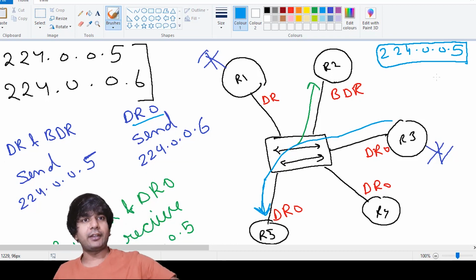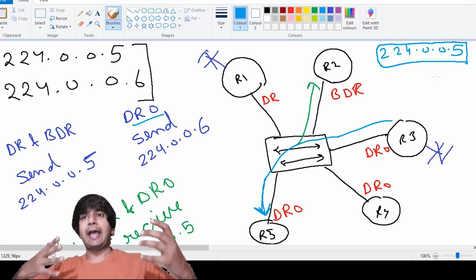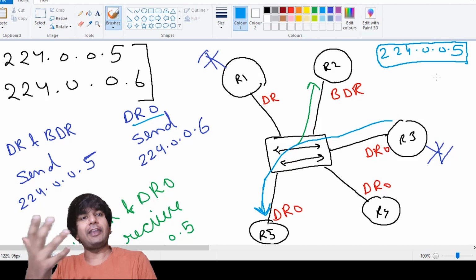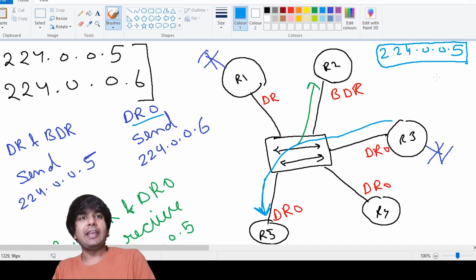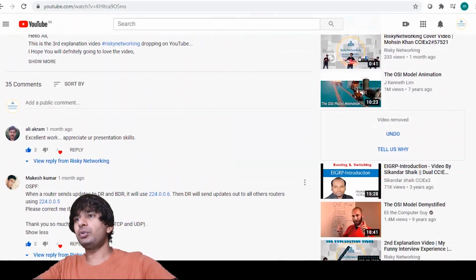But a packet with a destination IP address of 224.0.0.6, only a DR and a BDR can accept. A DROther can never accept such a packet. This is the way OSPF is designed. So this was the concept, guys, and so many people have given the correct answer. Let me show you.